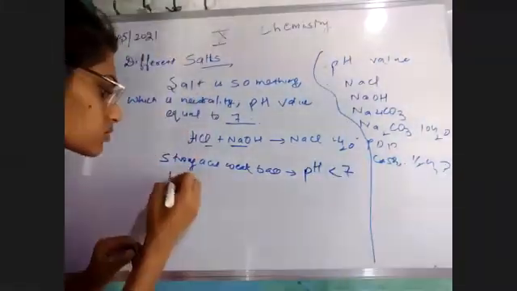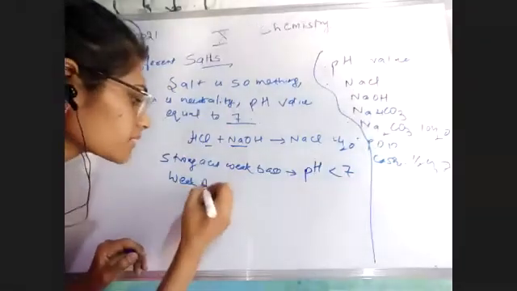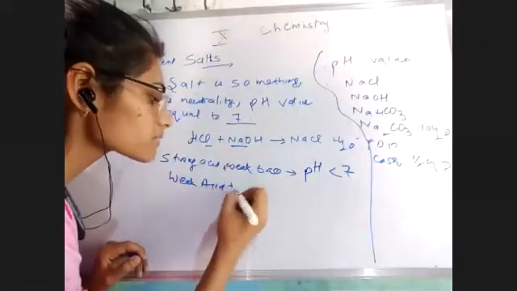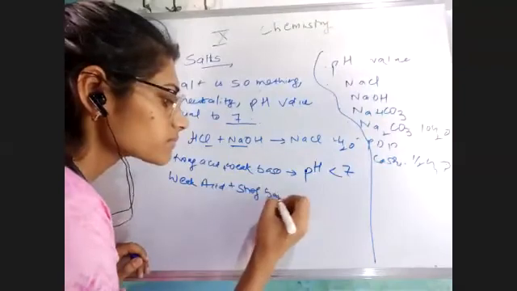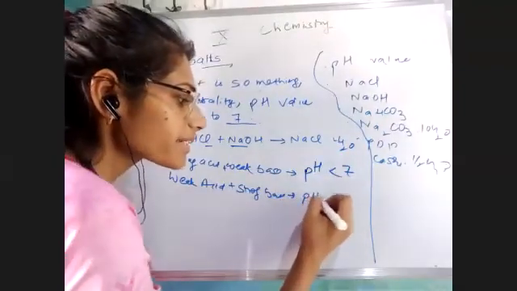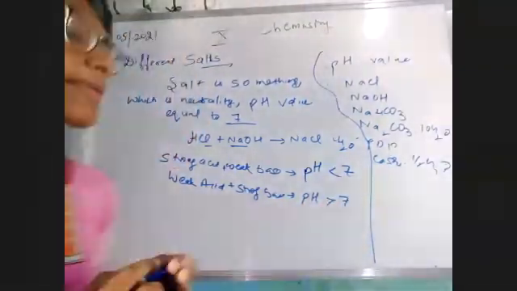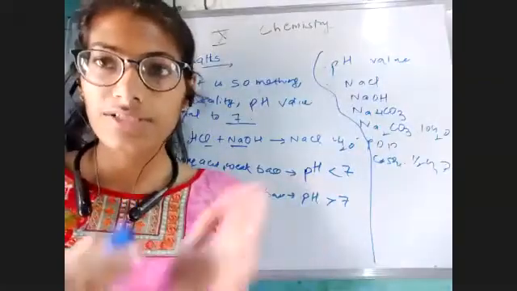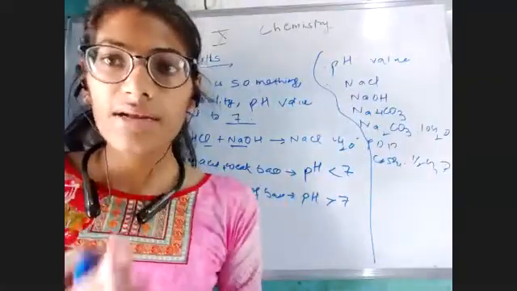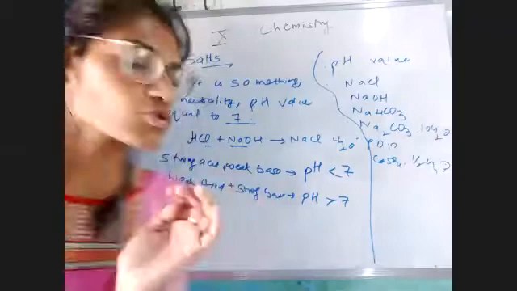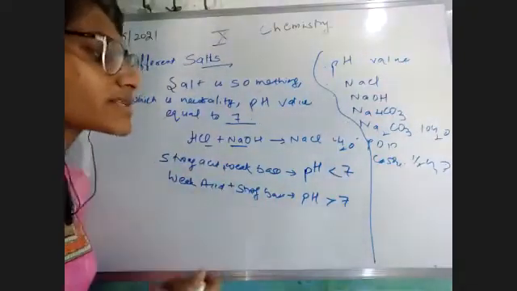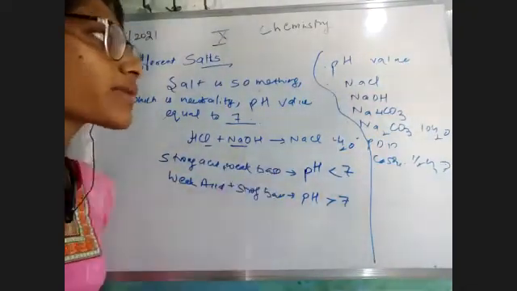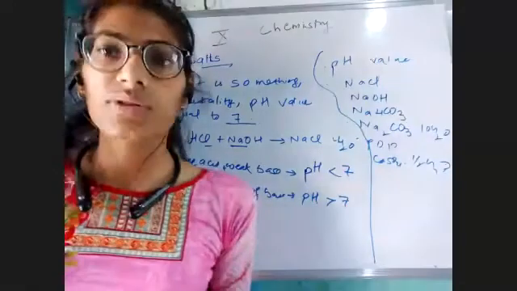Same as it is if I'm talking about a weak acid and a strong base, the pH value must be greater than 7, because they are not completely neutralized. They haven't got the exact, we can say, strong opponent which can neutralize it. So that's why these are the formations of our salt on the basis of pH.